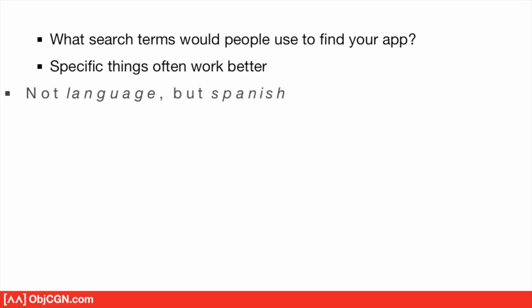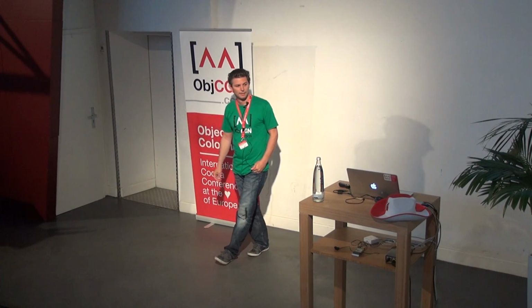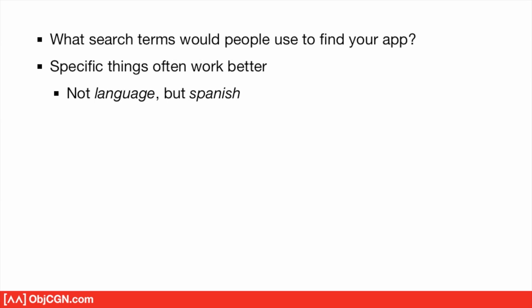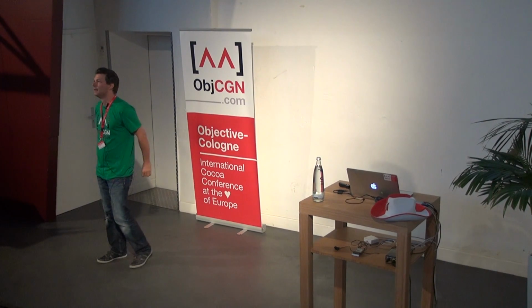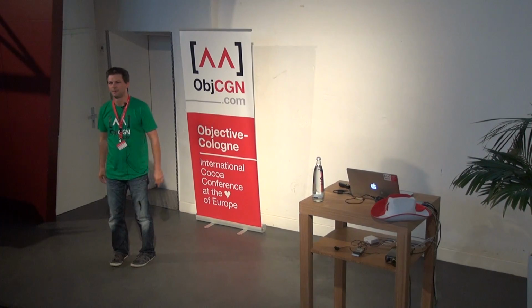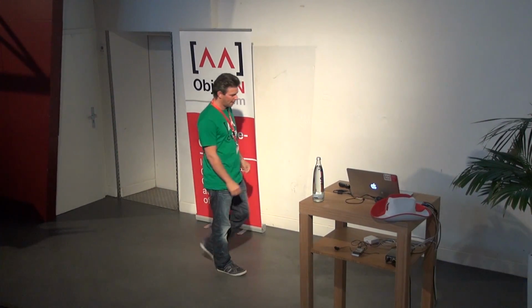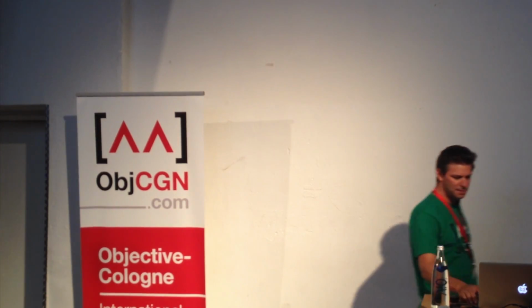I'll just look at some examples. Language is very general, you can use it if you like, but it's probably not going to help you much. If someone types in language, they're going to get a few things, right? But if you put in, say, Spanish or Arabic, specific things, that's what people are going to search for, right? They're going to go into learn Arabic. We're not going to think, need to learn Arabic, let's search for language apps. People don't think like that. So try to be specific.